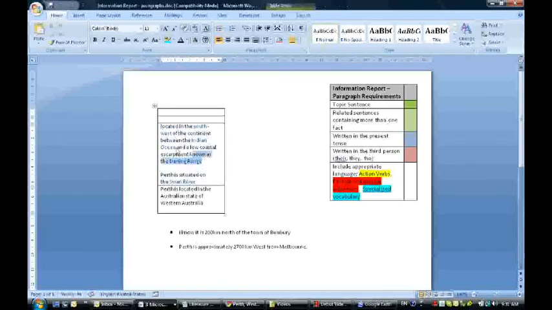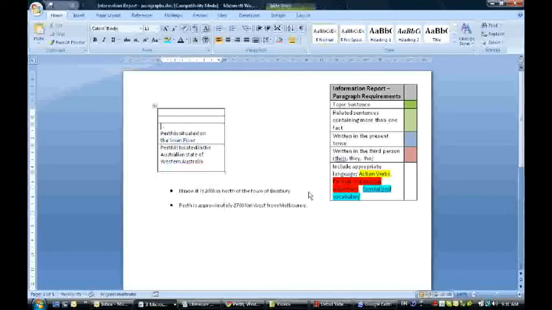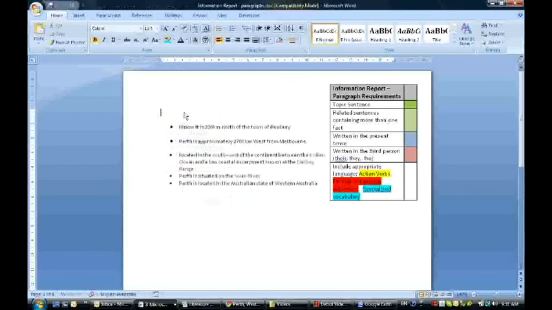So it probably would have been easy just to copy bit by bit out, not have the table. But seeing that it's already here, I'm just going to do it like this. Okay, here are my points of information that I'm going to use to create my paragraph.